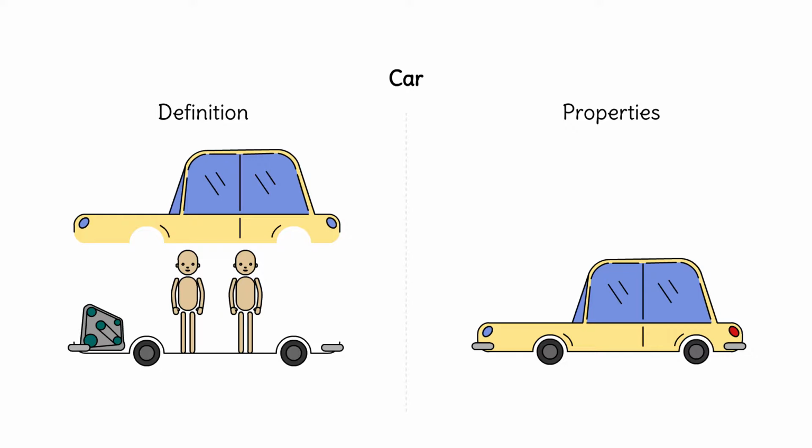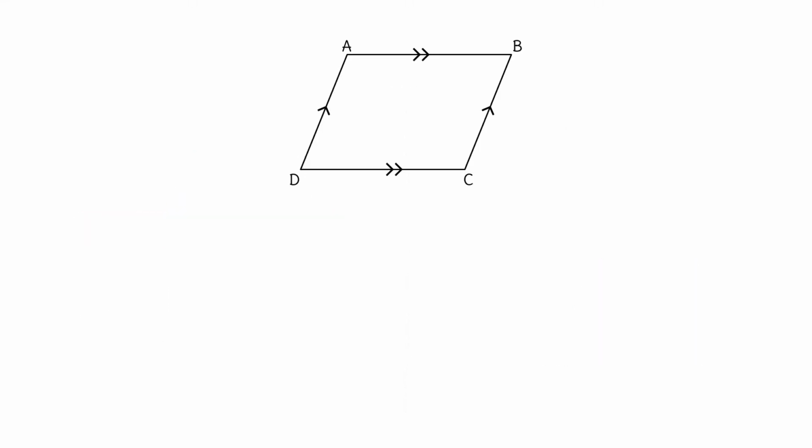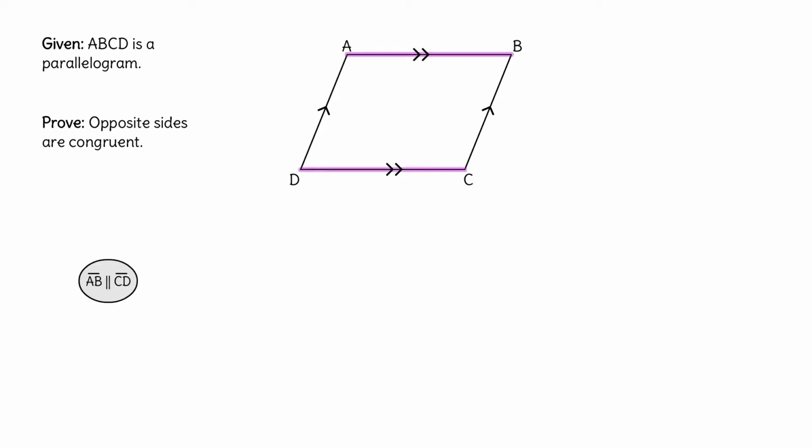Parallelograms have many properties, and we will prove one here. We want to prove that given a parallelogram, the opposite sides are congruent. Let's begin by stating the obvious. AB is parallel to CD, and AD is parallel to CB because of the definition of a parallelogram. Can you think of a good way to start our proof?